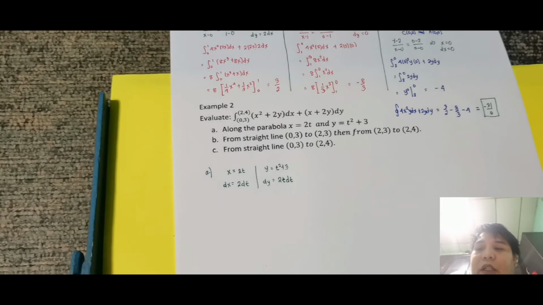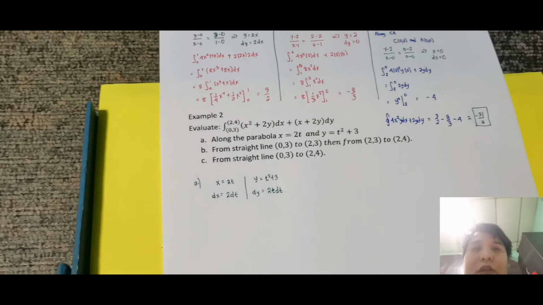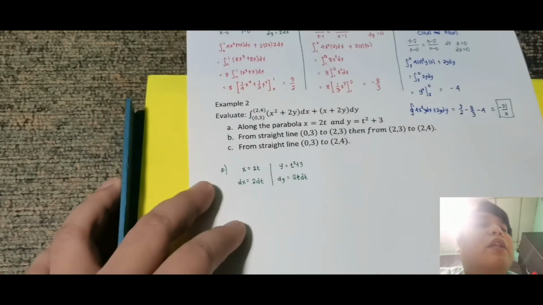Next is syempre kunin din natin yung intersection. So from 0, 3, ano ba yung value ng ating x and y? Okay, so syempre kunin din natin na 0, 3, 'di ba? Una 0, 3.